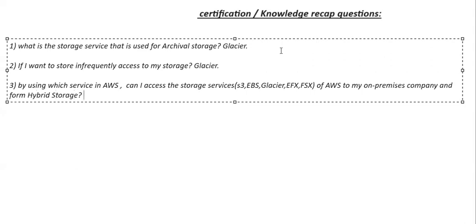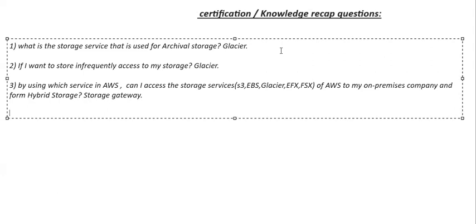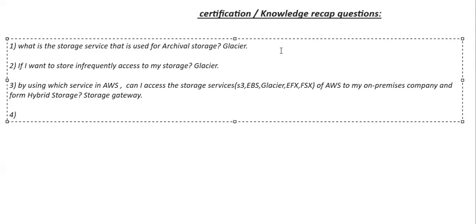This is a very important question, and many times in certification this question was asked. By using which service in AWS can I access the storage services from AWS and use them in my on-premises company, and form these combinations as hybrid storage as well? What is the service? Storage Gateway. It is a service provided by AWS where you can access that storage service from AWS and be able to use it in your on-premises.